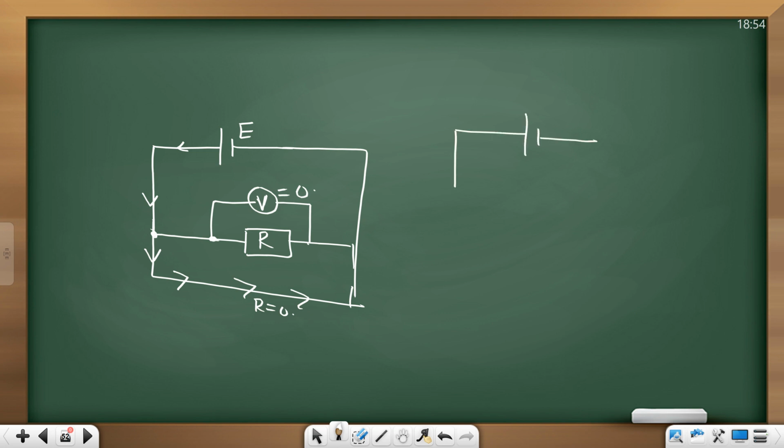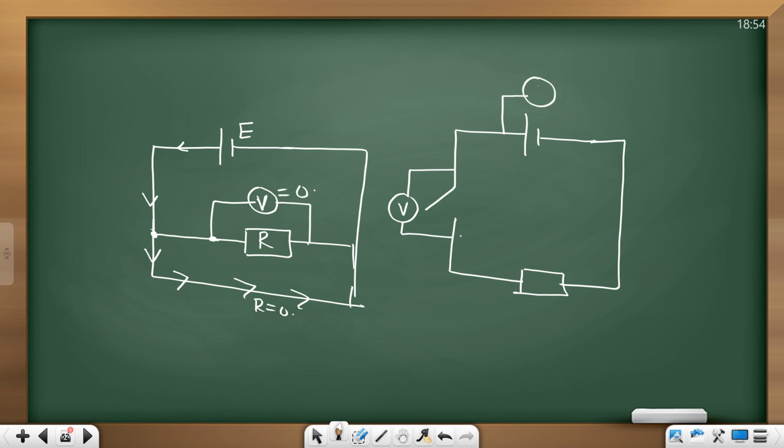Check this. Now I'm diverting. Listen, there's so much going on in my head. What is the reading on the voltmeter there? What is the reading on the voltmeter?